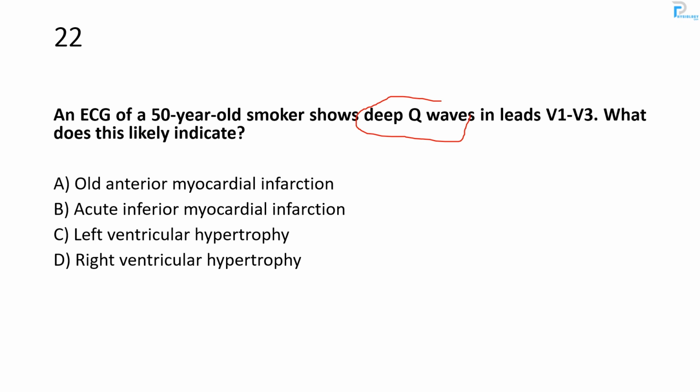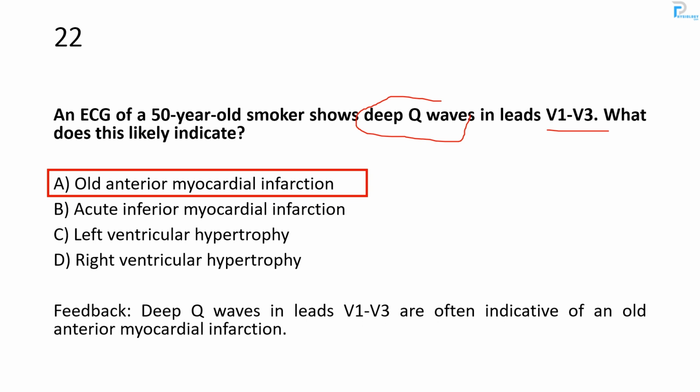So we have two myocardial infarction options here: old anterior or acute inferior. Of course, this is not inferior because these leads are anterior. So it's anterior, and deep Q wave is a sign of old myocardial infarction. It's old because of the deep Q, and it's anterior because of V1 to V3.